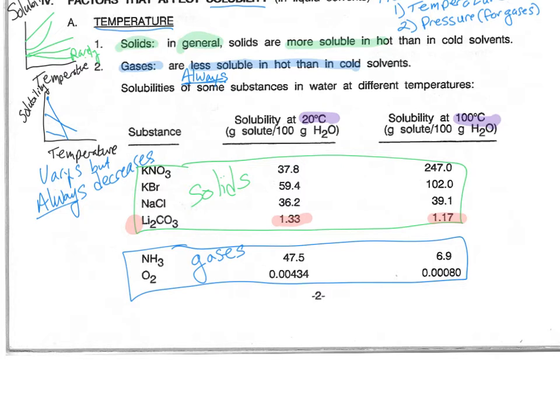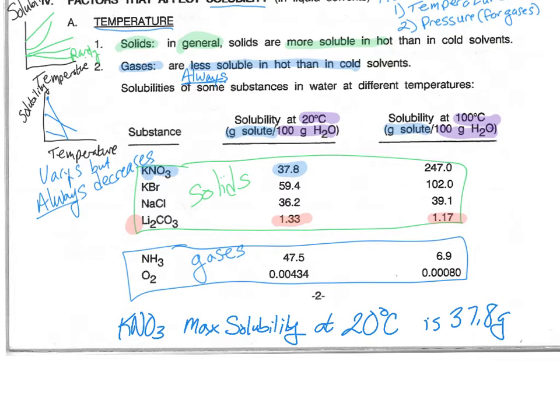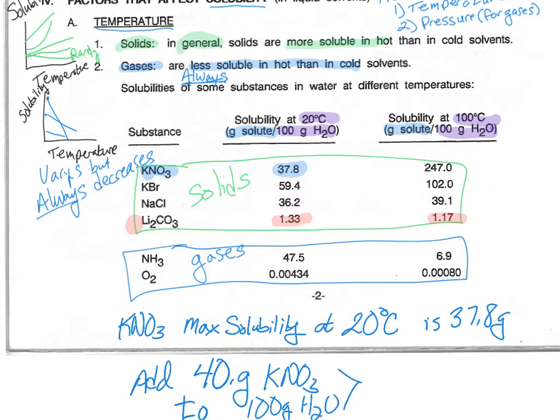So again, on these charts, we notice that the solubility is given at a specific temperature, and it is the number of grams of solute for every 100 grams of solvent, in this case water. If we look at KNO3, we see that 37.8 grams of solute dissolves in 100 grams of water at 20 degrees Celsius. If I try to add more in, let's say I add 40 grams, what we'll see is that 37.8 grams of the KNO3 will dissolve and the leftovers will stay in the bottom of the container.